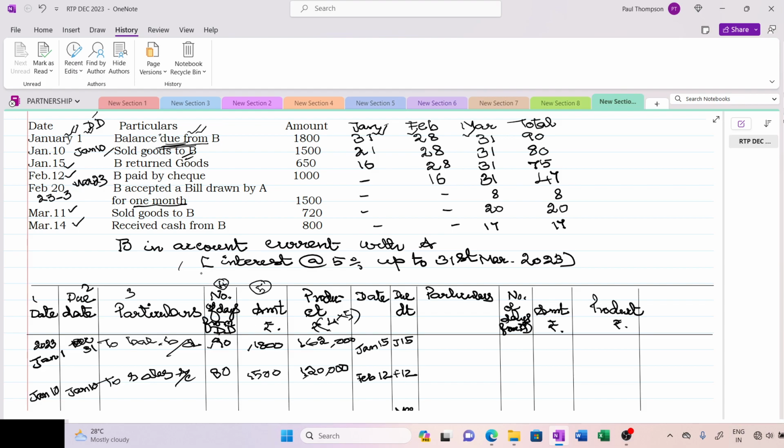Now the next transaction. B returned goods. Now who is the giver? He is the giver. He gives the goods to us. So you have to go to the credit side. By sales return account.